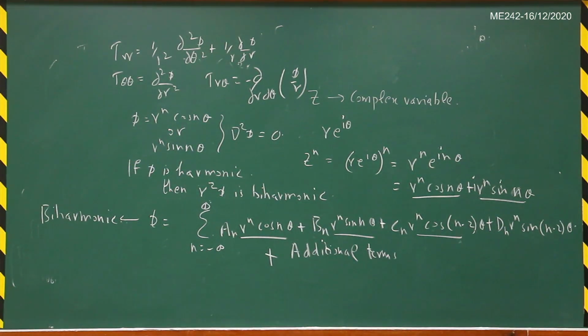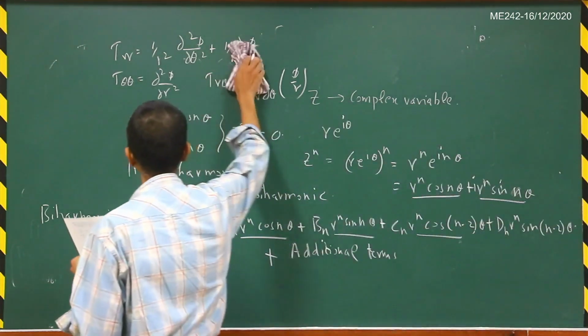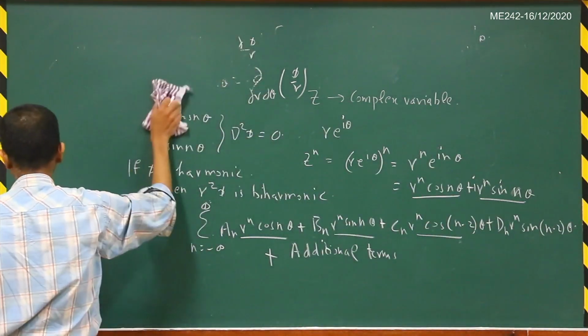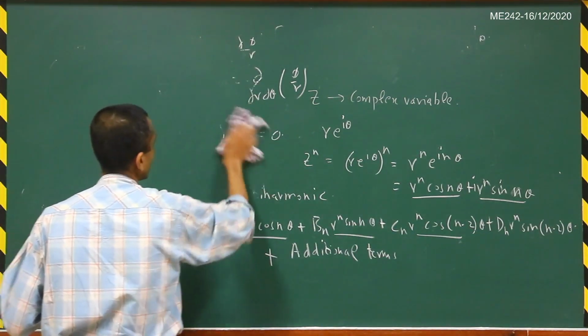Okay, fine. So first let us take the simple case where the phi depends only on r. Right? So let us look at that case first.